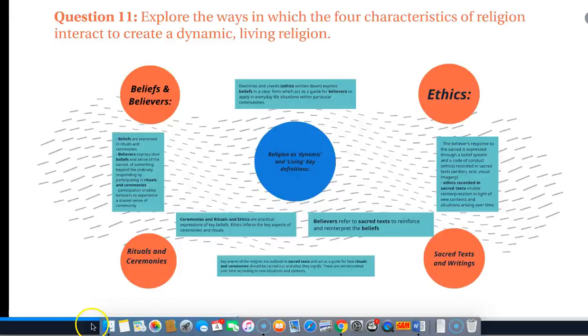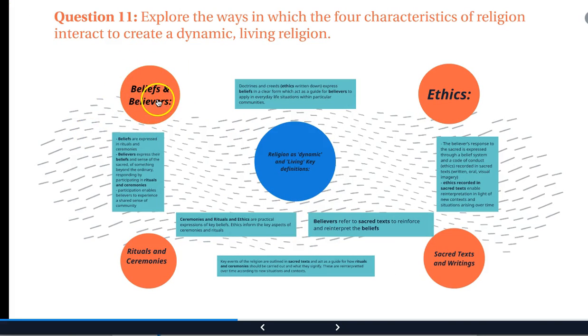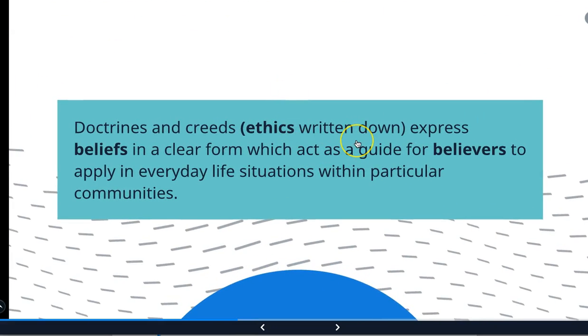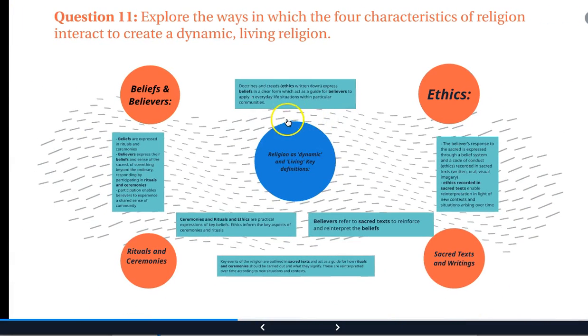So the interaction between beliefs and believers and ethics is that ethics are written down in sacred texts, and they express clear beliefs which act as a guide for believers to apply in everyday life situations within particular communities, not just for that point in time, but for all ages hence. You can also provide an example where this is evident.